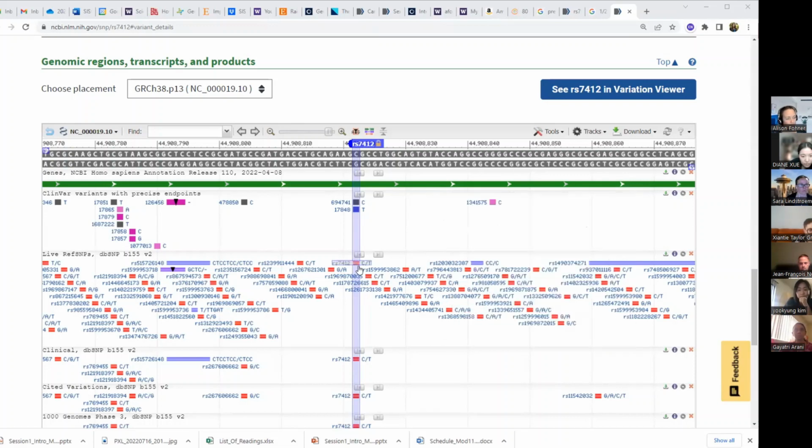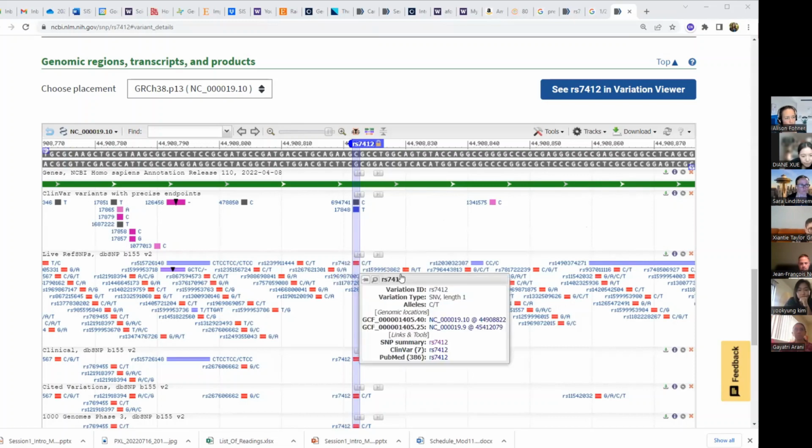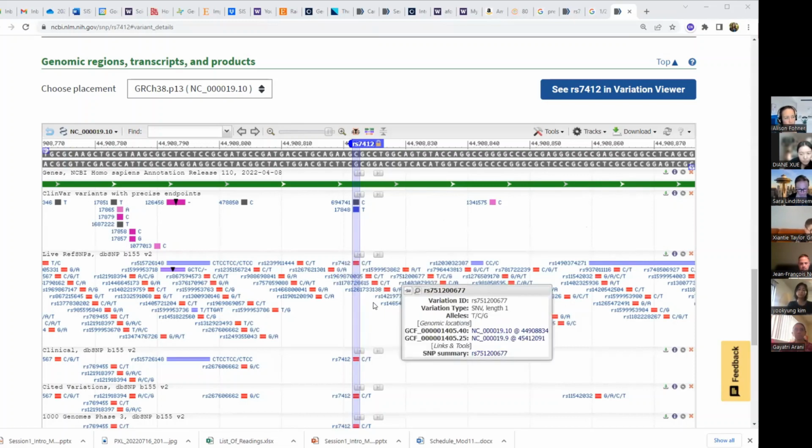And then each of these little color blocks shows you a different SNP. And each one you can see has a different reference ID number. And if you click on it, it'll take you to that page where you can find out more about that specific variant.